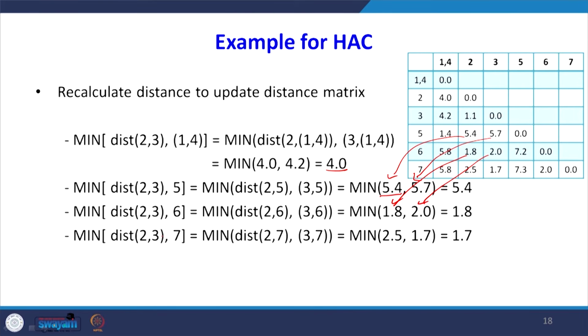Now the last point is 2 comma 3 versus 7. So what do we have to do? We have to find the minimum distance of 2 and 7 and 3 and 7. So between 2 and 7 minimum distance is 2.5, 3 and 7 minimum distance is 1.7. So out of this, minimum is 1.7. Now we are going to update this new distance.